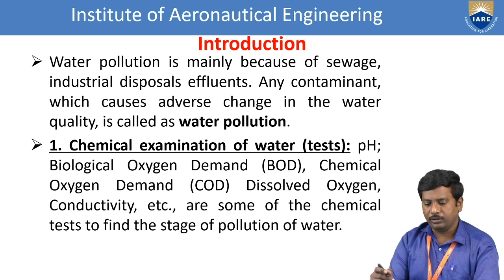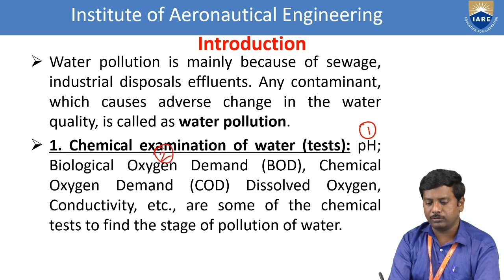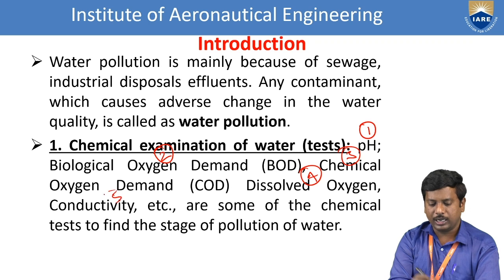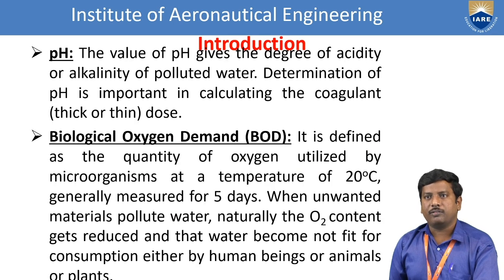So these are very very important. First one is pH, second one is biological oxygen demand, simply BOD, third one chemical oxygen demand COD, fourth one is dissolved oxygen DO, and fifth one is conductivity. So these are the important parameters to find out the pollution of the water. So first one, pH. The value of pH gives the degree of acidity or alkalinity of polluted water. So determination of pH is important in calculating the coagulant dose.